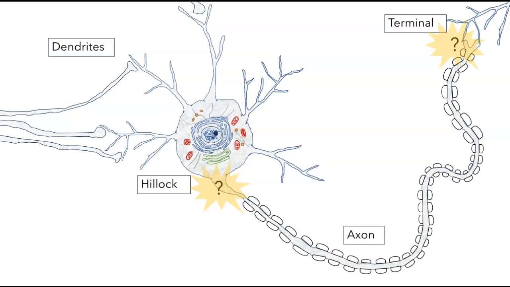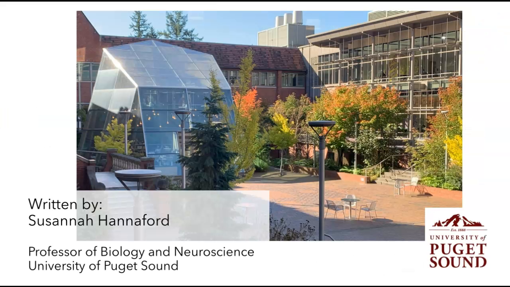We've now seen that we can initiate an action potential at the hillock. We know that we can propagate it along the length of the axon and get it to the terminal, whether it's a myelinated or an unmyelinated neuron. How then will transmitter be released at the terminal? Well, that's the topic for the next video.